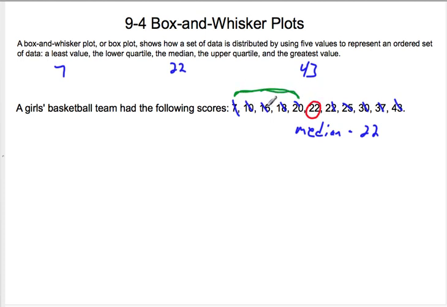Out of 7, 10, 16, 18, and 20, 16 is the median. So 16 is the lower quartile, again, a fancy way of saying the median of the lower half of the data. And the upper quartile, as you might guess, is the median of the upper half of the data. So in this case, 30. And now what we do with those 5 pieces of information is put them on a number line.